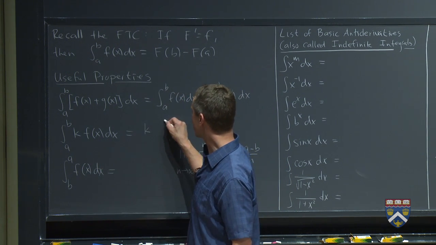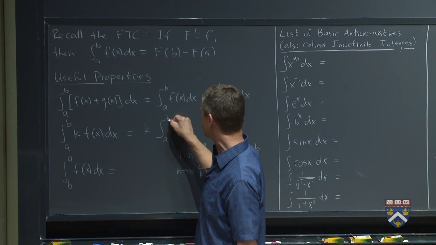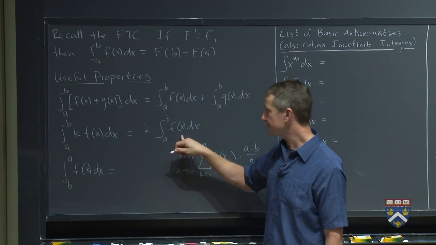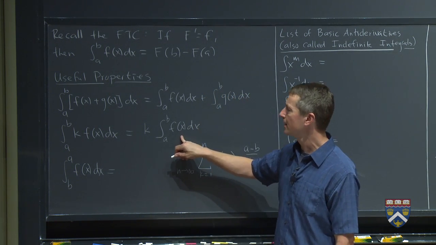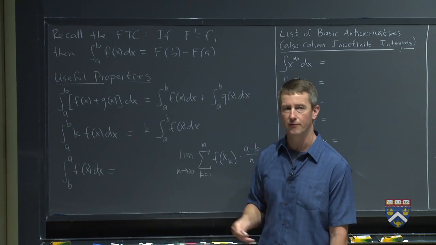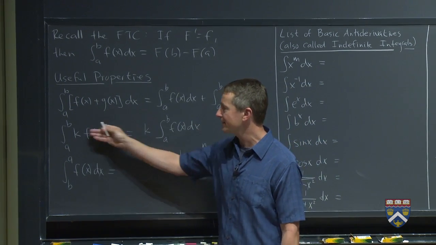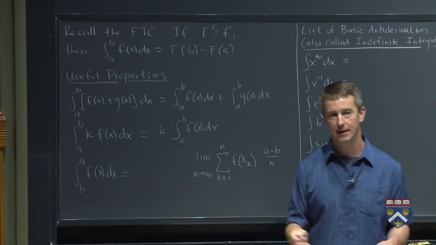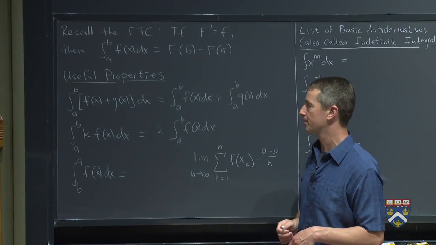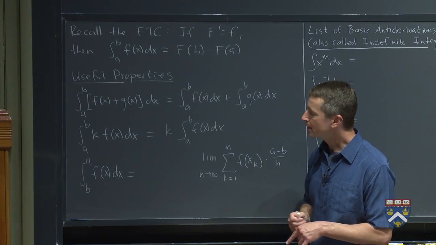In other words, if you already know the area under the function f of x, so you know the area under, say, x squared, and you want to find the area under 3x squared, you can just multiply by a 3 out front. So we'll often talk about pulling this constant k out front of the integral. And that's what this particular property allows us to do.